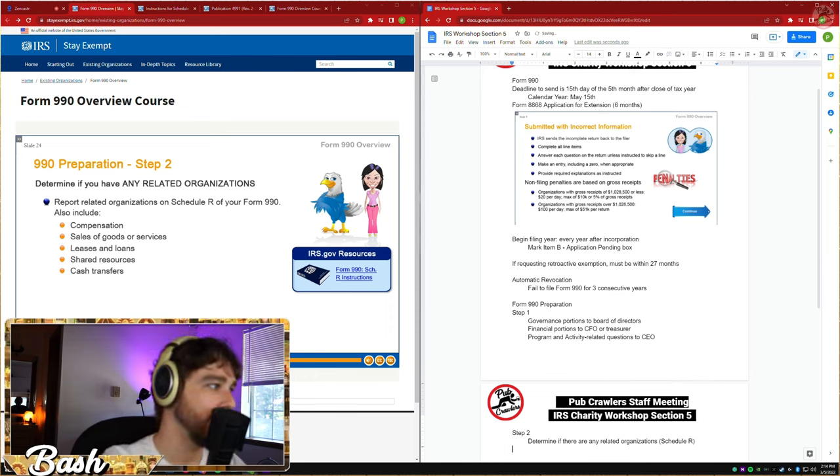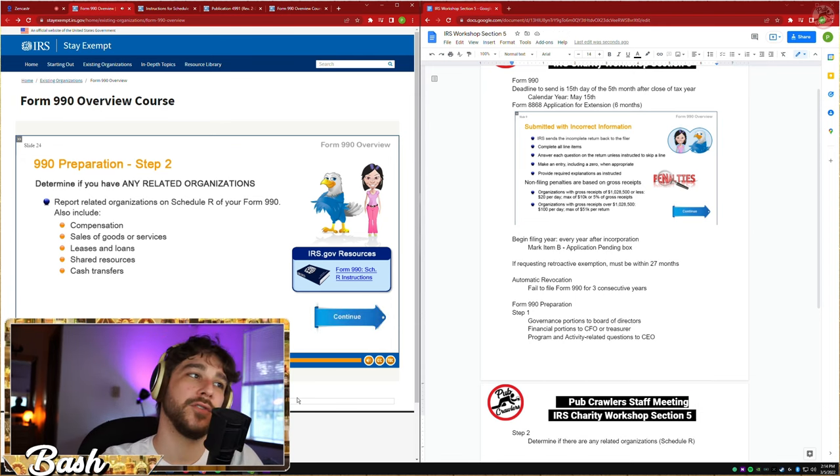Ready? Ready to go? The Schedule R instructions. When you're ready for another suggestion, select the continue button. But cool to know.